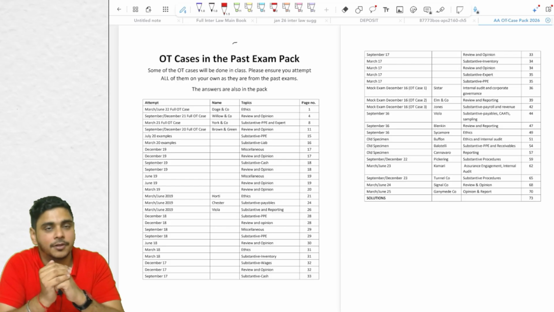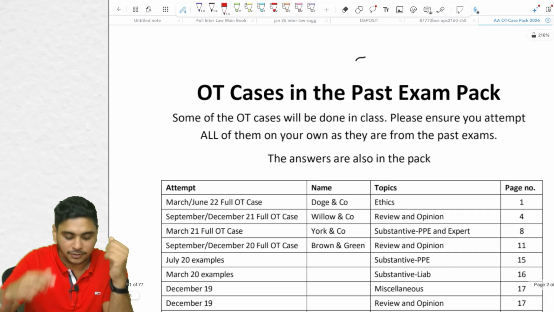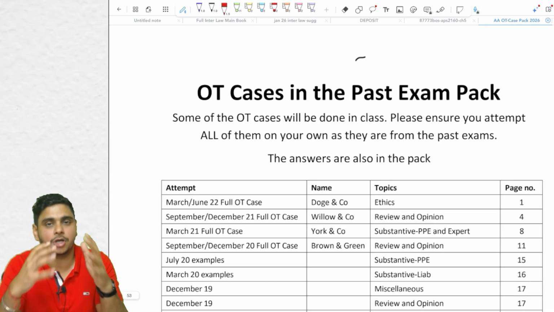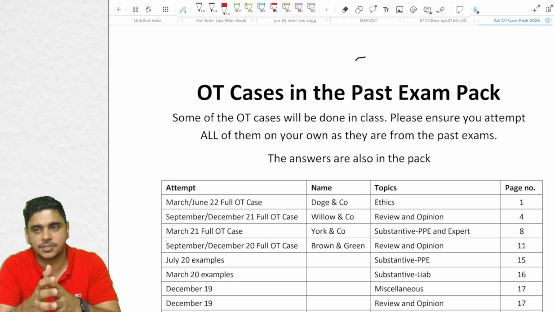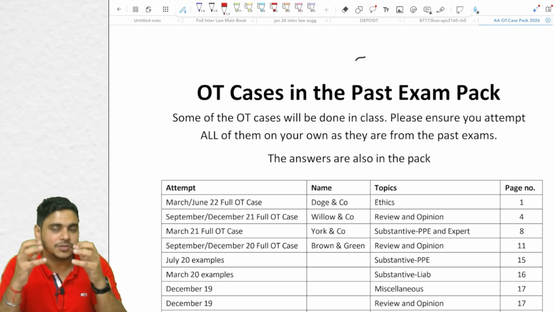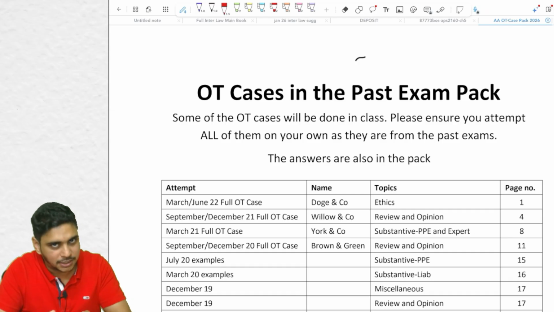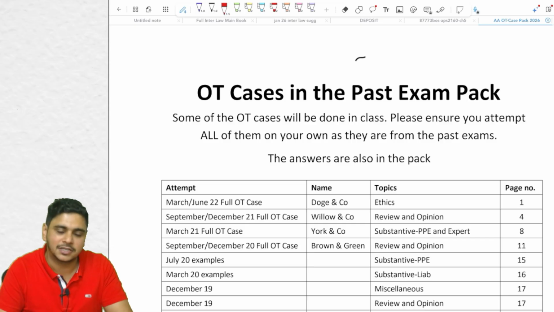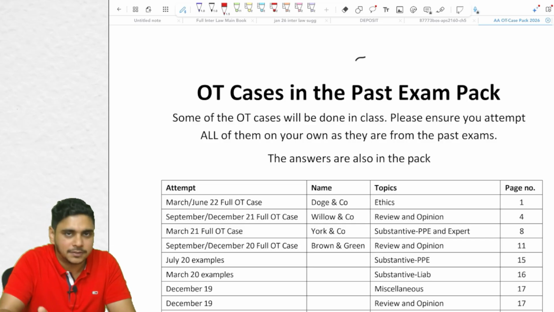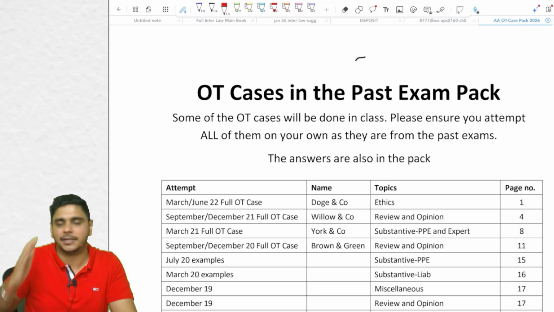Here I have a sheet from Kaplan, wherein I'm going to talk about your OT questions which have come in the past exams. This session specifically covers all the past objective questions which have come in the exam. We will discuss the MCQ, how to answer, how to think, and then apply the answer.